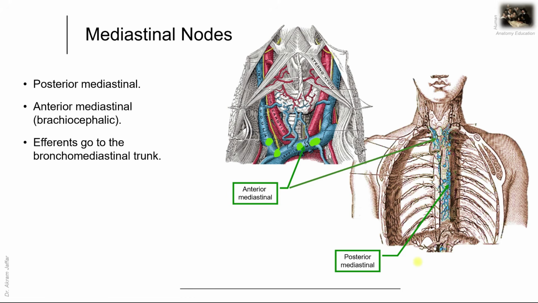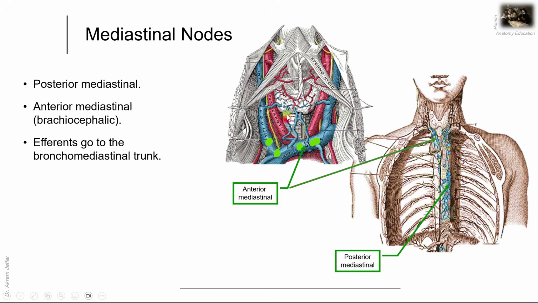The second group of lymph nodes that are present in the chest are the mediastinal nodes, and these are subdivided into posterior mediastinal nodes that are located behind the pericardium, and they drain the esophagus and the posterior part of the pericardium. And then we have the anterior mediastinal lymph nodes, which are also called brachiocephalic lymph nodes because they lie in front of the brachiocephalic veins, and they drain the thymus.